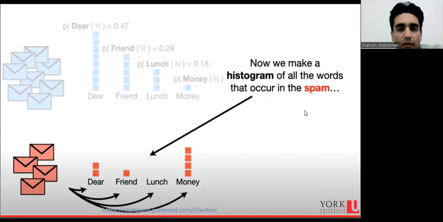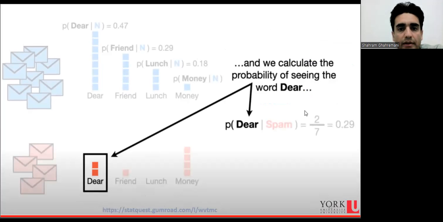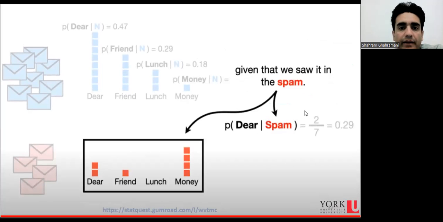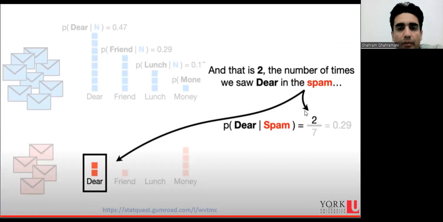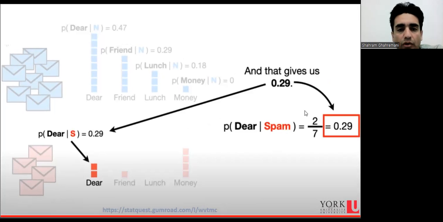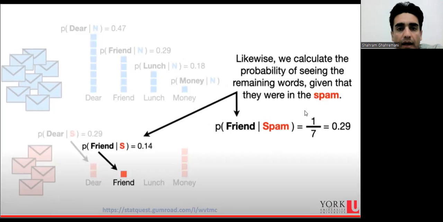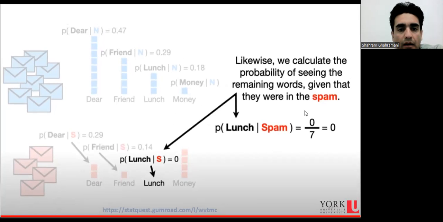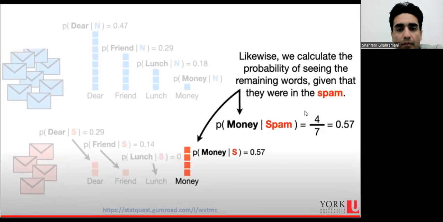Now we make a histogram of all the words that occur in the spam. And we calculate the probability of seeing the word dear, given that we saw it in the spam. And that is 2, the number of times we saw dear in the spam, divided by 7, the total number of words in the spam. And that gives us 0.29. Likewise, we calculate the probability of seeing the remaining words, given that they were in the spam. We calculate for lunch and money.